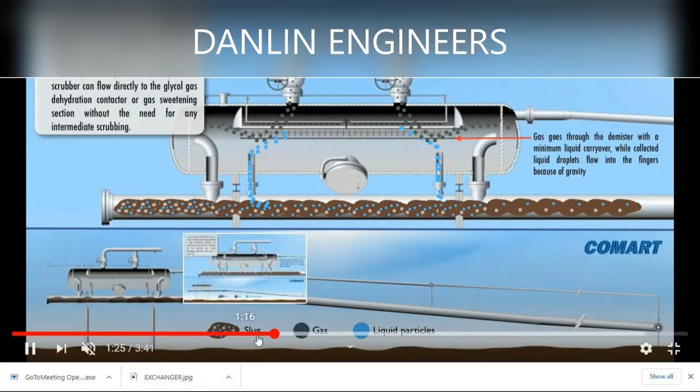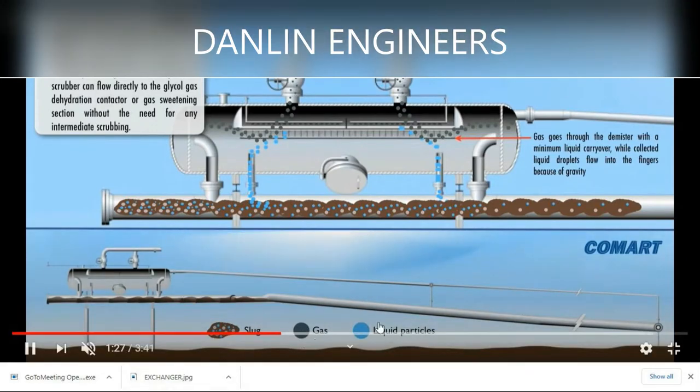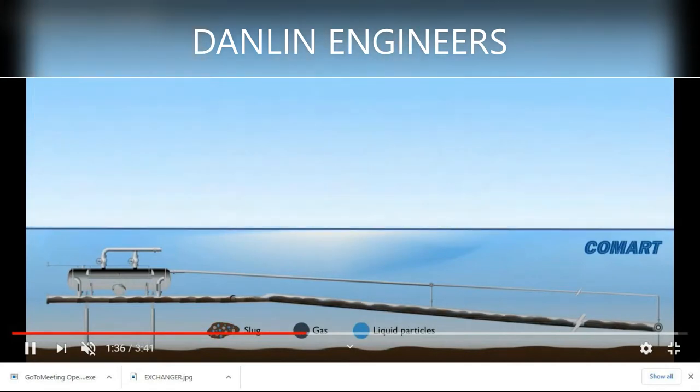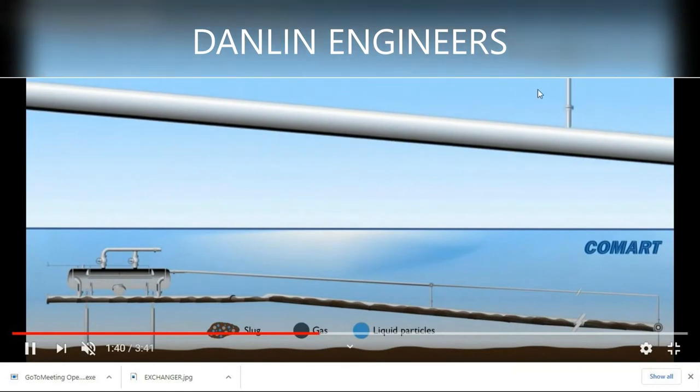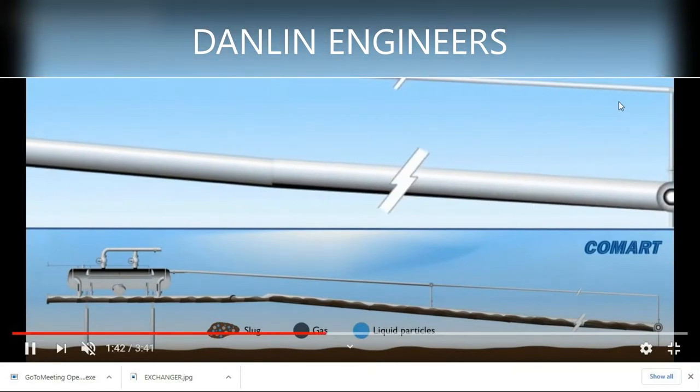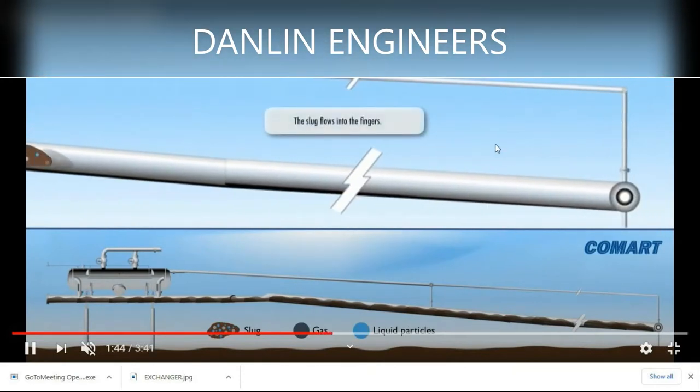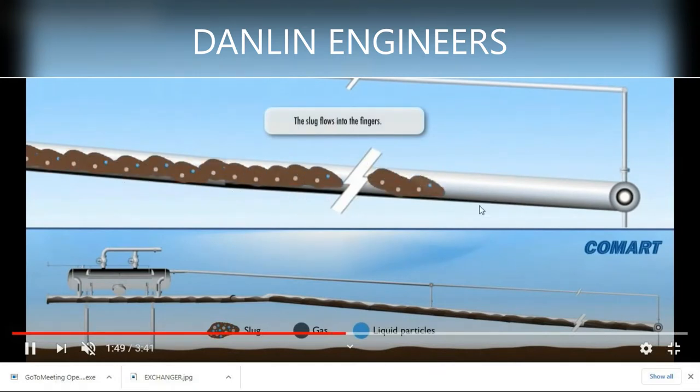They mention the gray color will be the gas and the liquid particles and the slug, and so it is going to the gas dehydration. See, this is going to the next stage. The slug which was collected comes outside together with the oil and this flow.